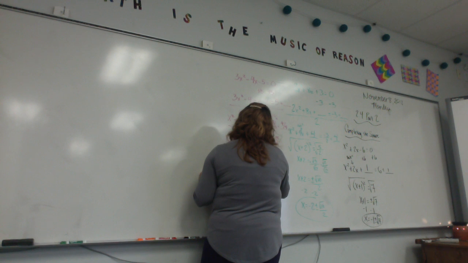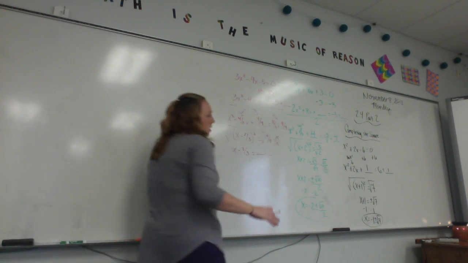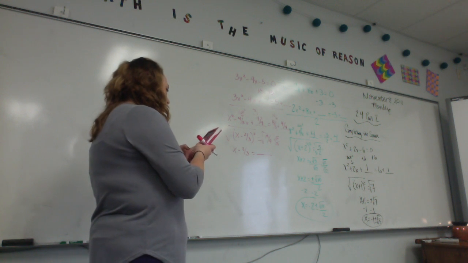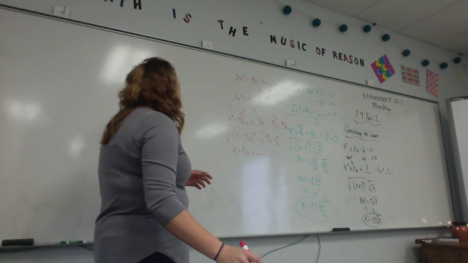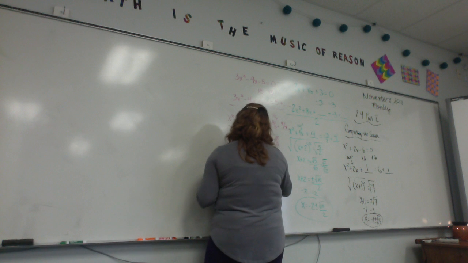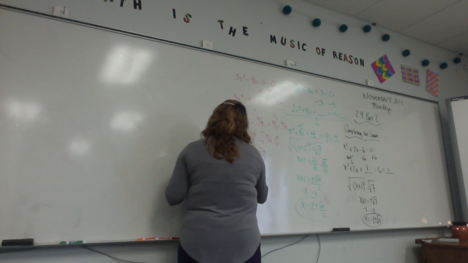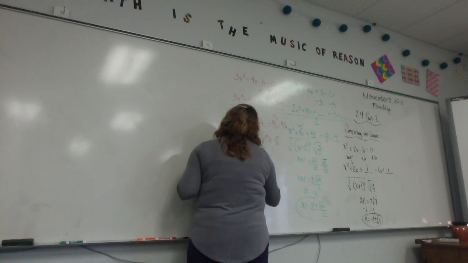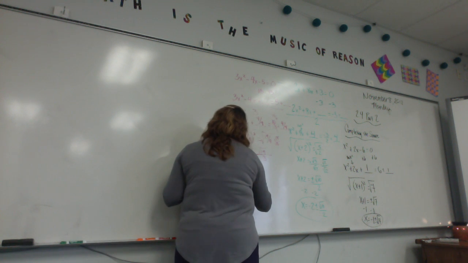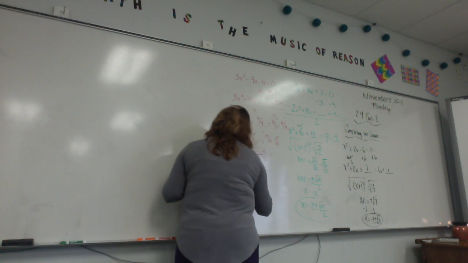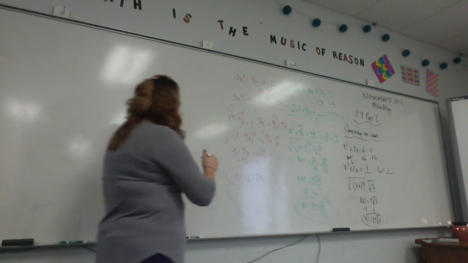So 171 over 9, but 9. So you get 19 and a third. You get radical 19 over 3 because it reduces. Add 2/3 to both sides, and you get x equals 2/3 plus or minus radical 19 over 3. That one's a little bit more complicated.